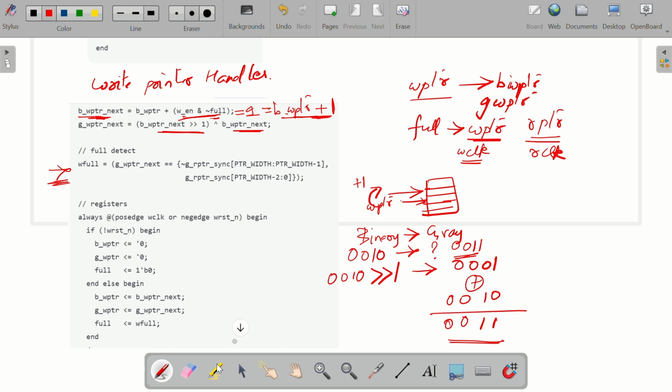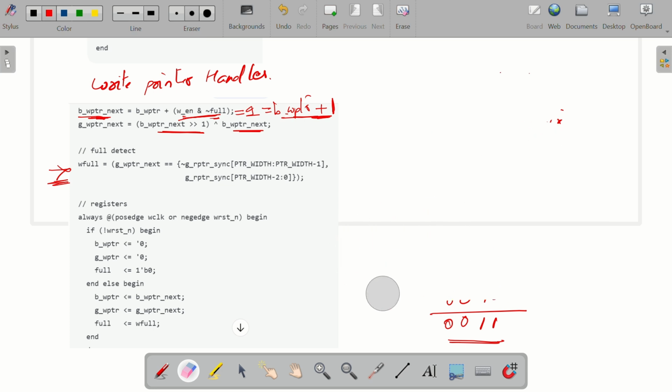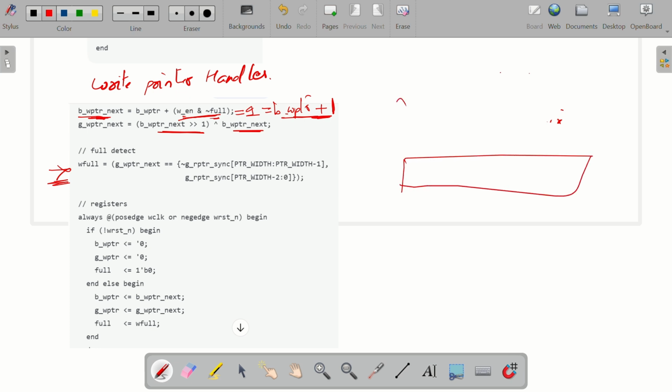How do I find W full flag? So in order to understand this, let's take a small example. Okay, so let us say I have a FIFO. My FIFO depth is, let's say, 8. That means 8 locations I have in my FIFO. This is 0, 1, 2. This goes on till 7. So this is my FIFO. I have 8 locations in my FIFO.